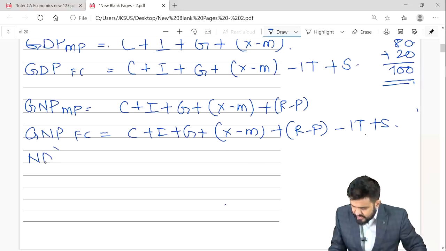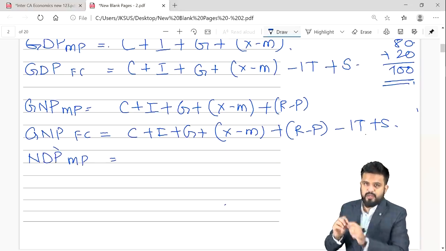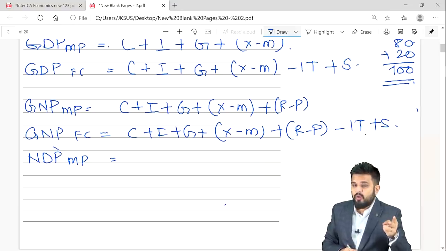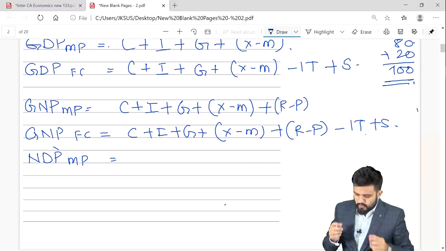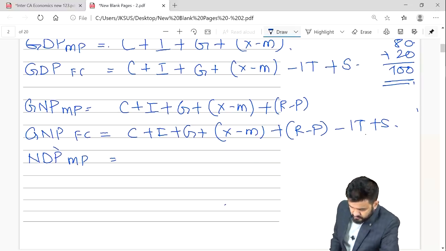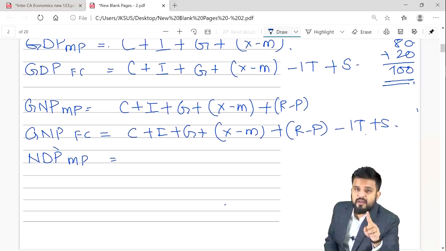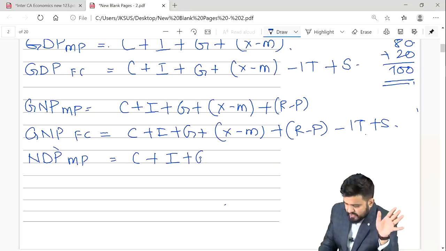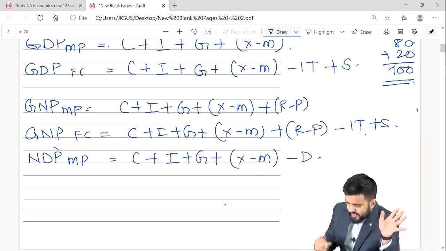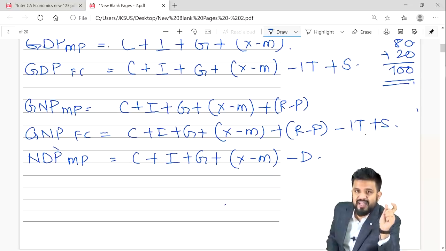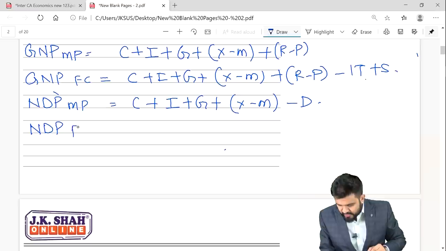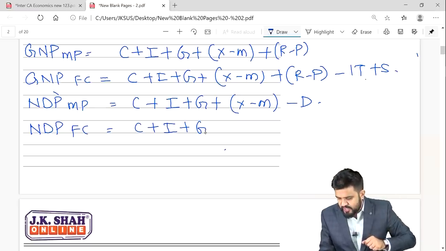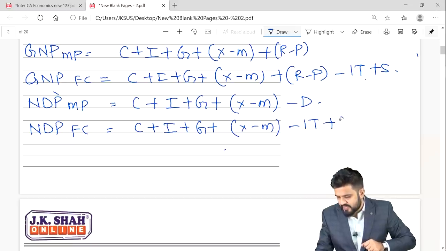Now moving ahead, NDP at market price, that is net domestic product. The first letter is N now. Net means you have to minus depreciation from GDP. The middle letter is again D. D means domestic. It means R minus P will not have any place. R minus P will not come now. So the formula goes like this: C plus I plus G plus X minus M minus D. D stands for depreciation. Why depreciation? Because the first letter is N. N stands for net. Now we need to convert this into factor cost. Now you all know it is C plus I plus G plus X minus M minus IT plus S minus D.